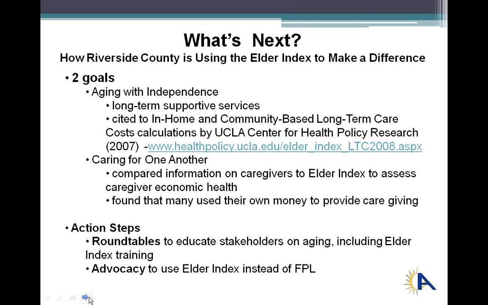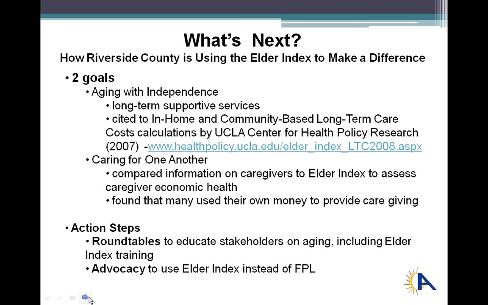And they've compared information on the economic well-being of those caregivers to the Elder Index as a way to assess the economic health of the caregivers themselves. And what they found was that many of the caregivers are using their own money to provide caregiving, which is certainly something that can be a threat to their own economic security, let alone the economic security of those that they are caring for. And so being really cognizant of the fact that that's taking place, and also coming up with ways in which they can support caregivers in their work to care for older adults.